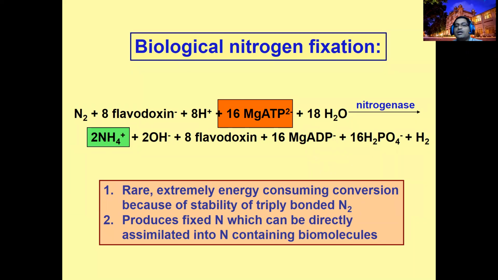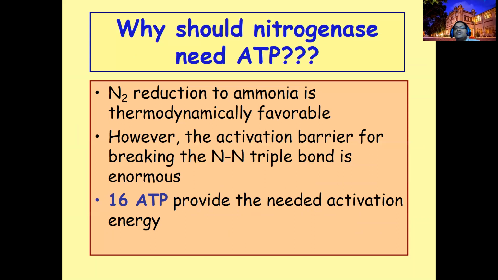2 molecules of ammonia. So why should nitrogenase need ATP? That's the question that I told you, right? For the triple bond to break, the activation barrier of breaking the N triple bond, it needs 16 ATP. So N2 reduction to ammonia is thermodynamically favorable, right?